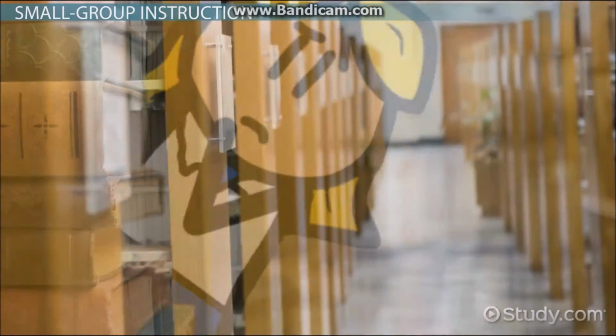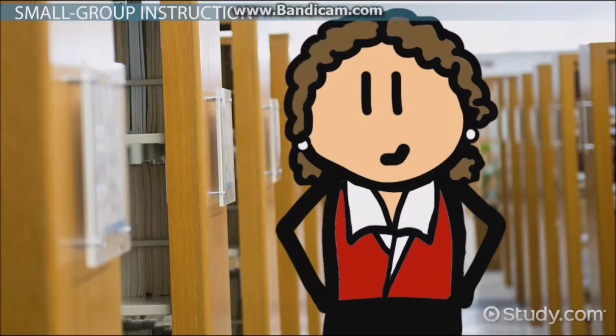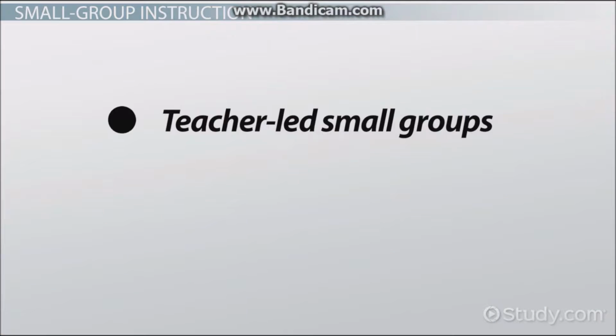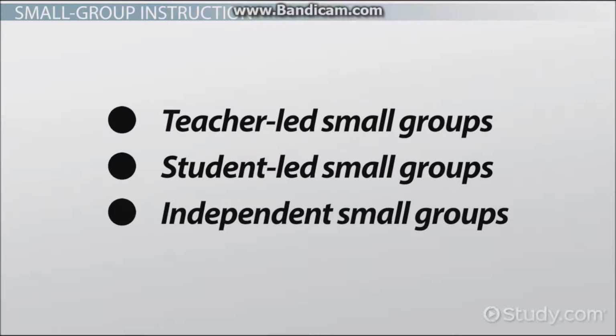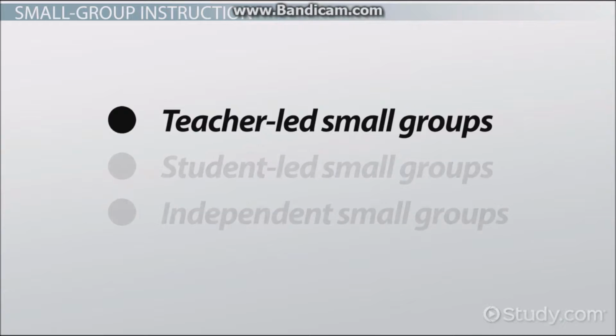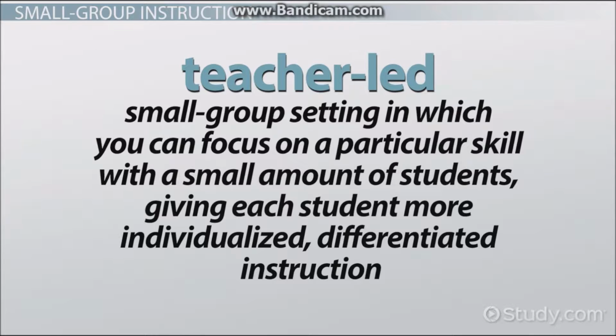Small groups can be used for a variety of purposes and activities and can be divided into three subtypes. These are teacher-led small groups, student-led small groups, and independent small groups, which sounds like an oxymoron, but isn't, I promise. The first type of small group instruction, teacher-led, is exactly what it sounds like. This is a small group setting in which you can focus on a particular skill with a small amount of students, giving each student more individualized, differentiated instruction.